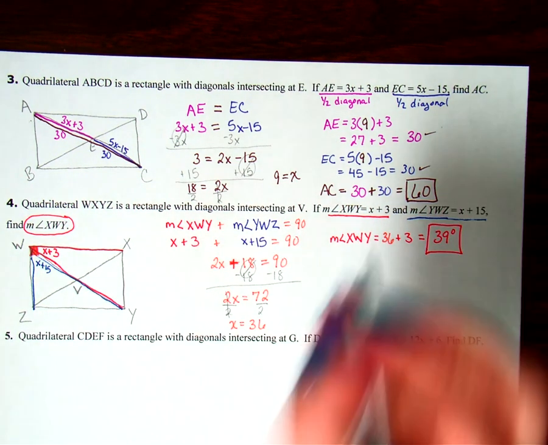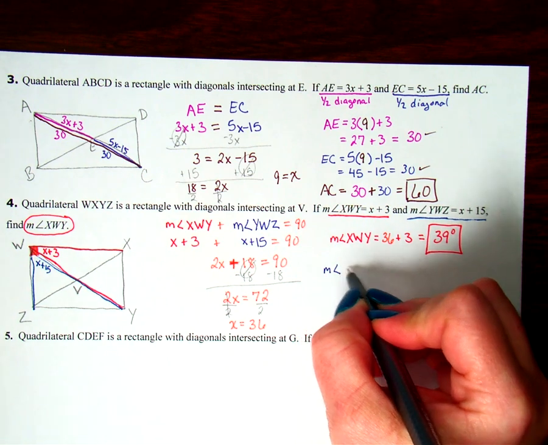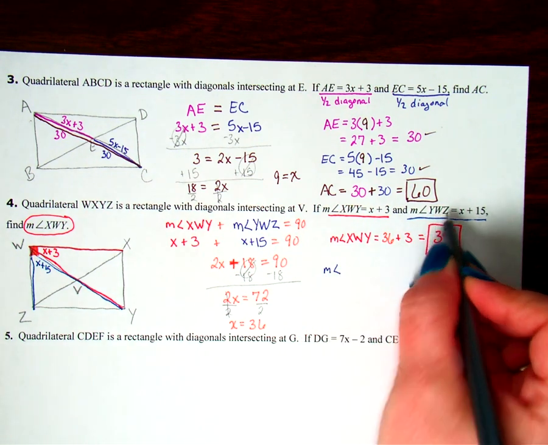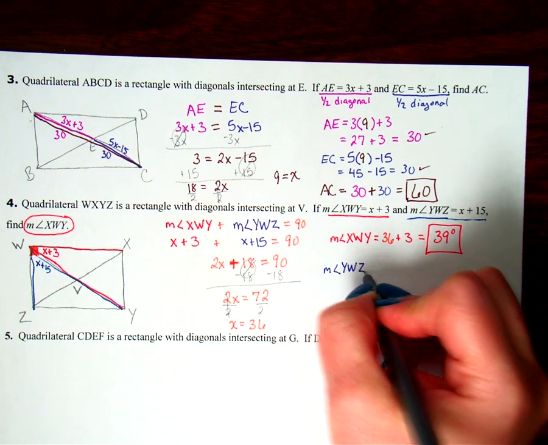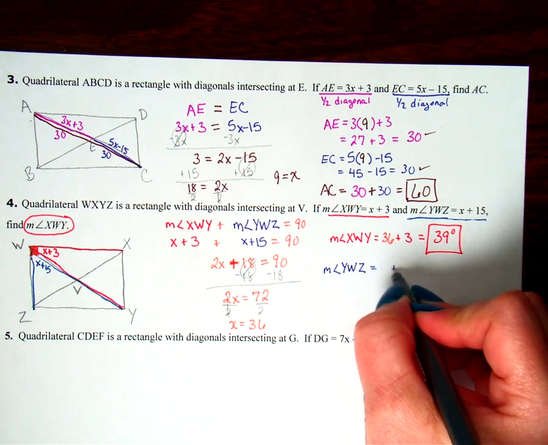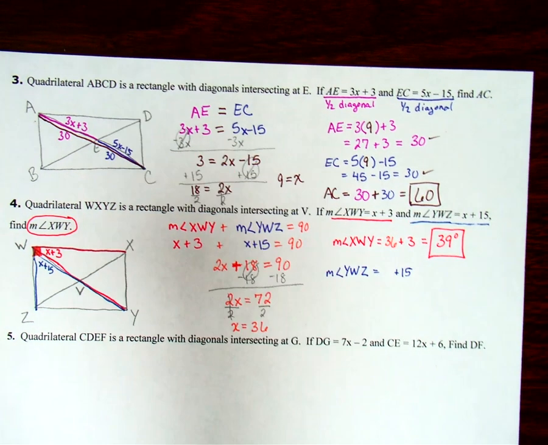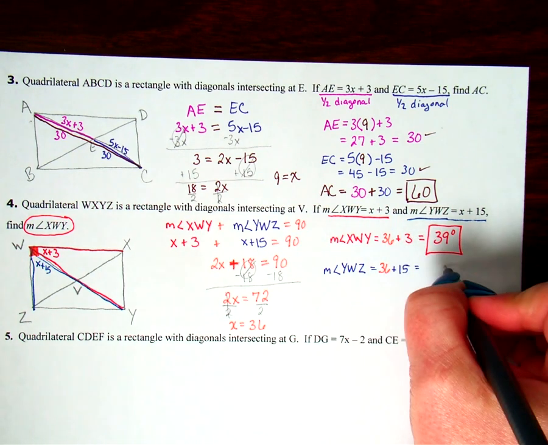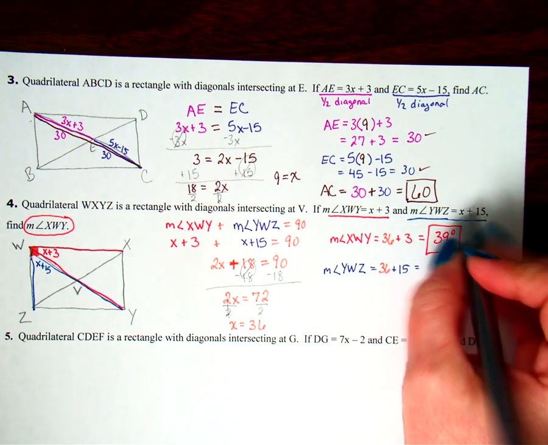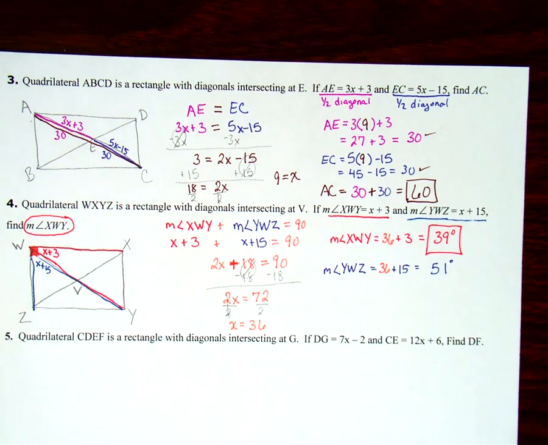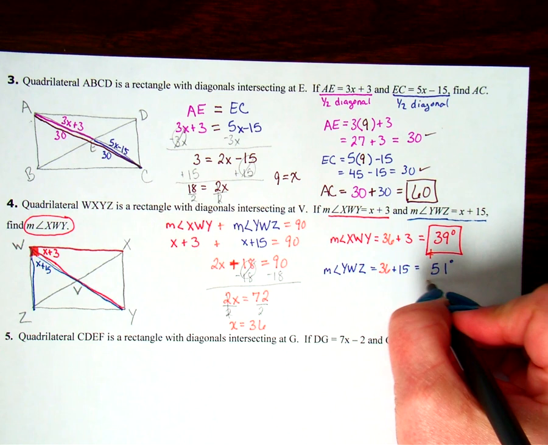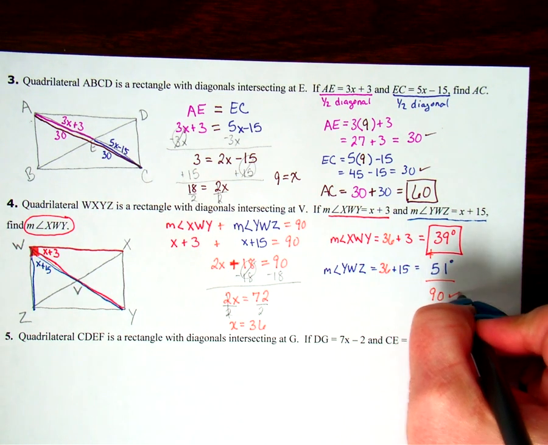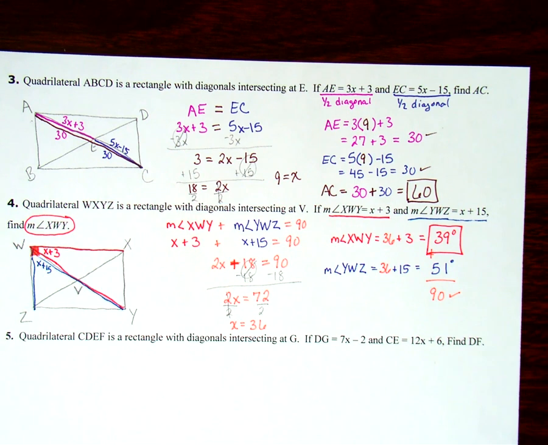Let's check our work though and make sure. My other angle, the measure of angle YWZ, equals x plus 15, and I know that x is 36. So when I add those together, that's going to be 11 carry the 1, 51 degrees. And then just to check, I know these two angles together should make 90, and they do. So I can feel confident that the angle they were looking for really is 39 degrees.